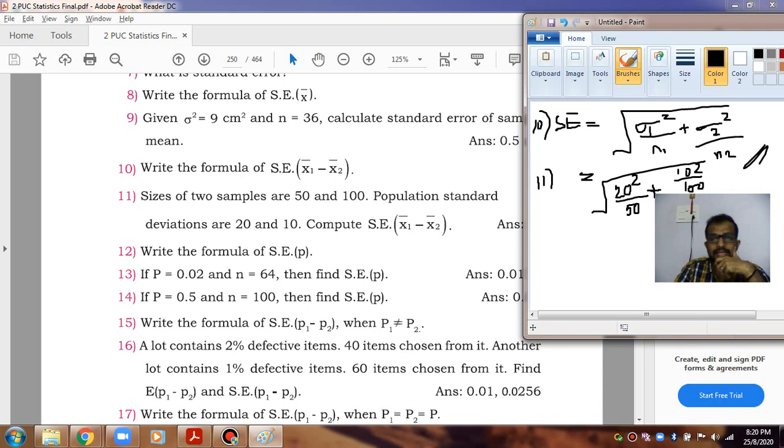It's 3. You're getting square root of 8 plus 1, that's square root of 9, which is 3. Very good.